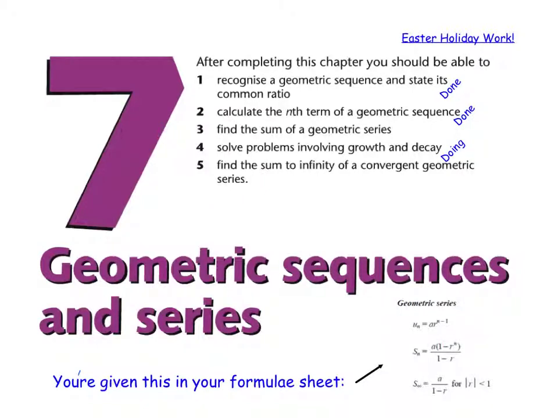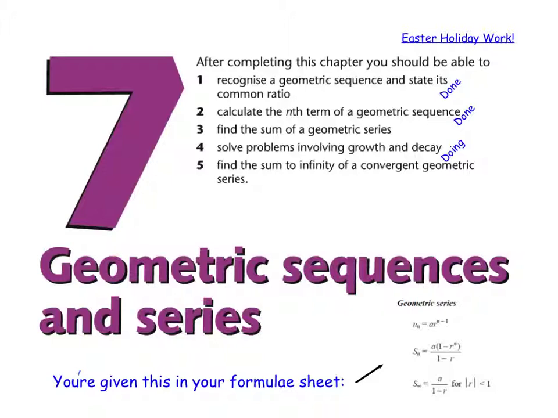Right then, ladies and gentlemen, today we're going to continue looking at geometric sequences and series. To take you back, in our first lesson we looked at recognising a geometric sequence and stating its common ratio. If you remember, that's where we find the value r, which is defined as one term divided by the previous term, or the amount we multiply one term by to get the next term. Remember, it's multiplied by, not add. If you add, it's an arithmetic sequence, a normal sequence.